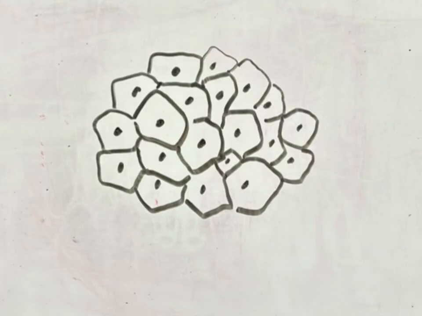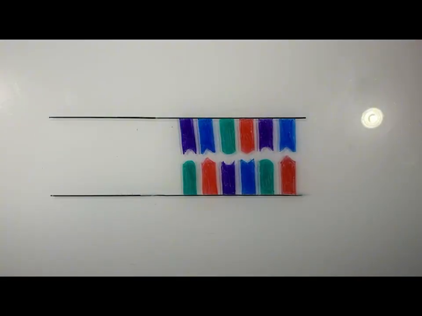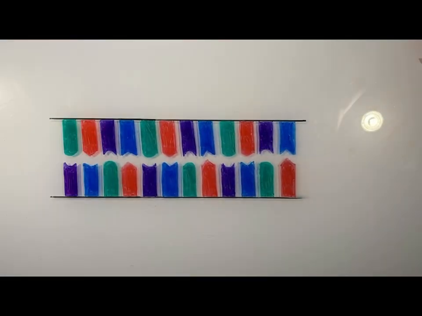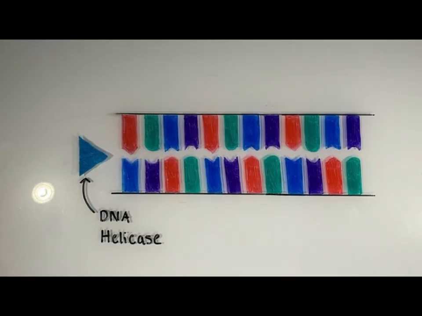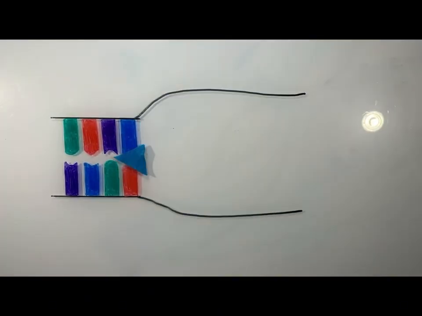The human body is made up of trillions of cells, each containing 46 chromosomes that contain the genetic information necessary for cell function. The first step of protein synthesis is transcription, in which messenger RNA is produced from a segment of DNA. Transcription starts with the helicase enzyme unzipping the DNA by breaking the hydrogen bonds between nitrogenous bases.